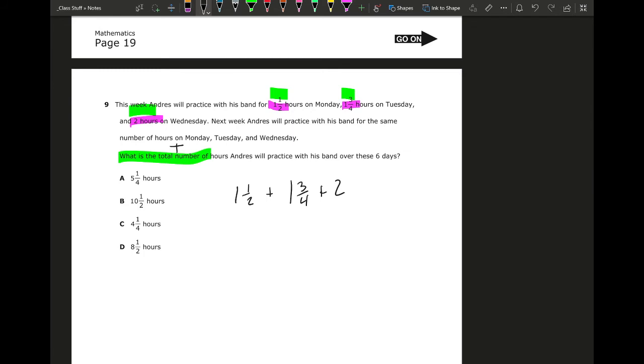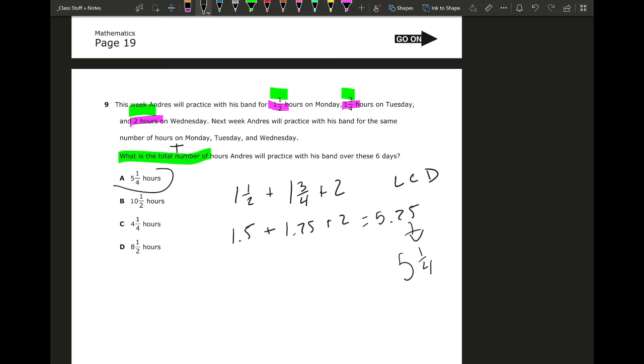Correct? And in order to add fractions, you have to have the least common denominator. Or you can approach this by converting them into decimals. This is 1.5, 1.75, and 2. So if we add all this, I get 2 plus 1.5 is 3.5 plus 1.75 is 5 what? 5.25, right? And I know that 25 cents equals 1/4. So this will be 5 1/4.